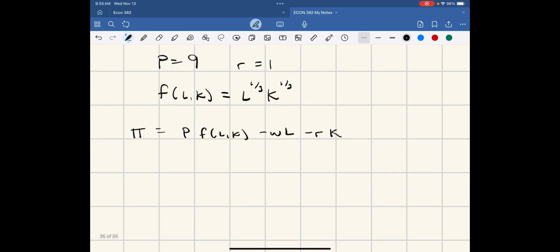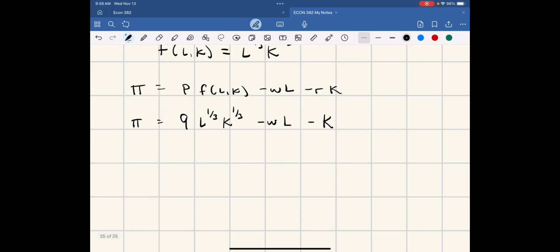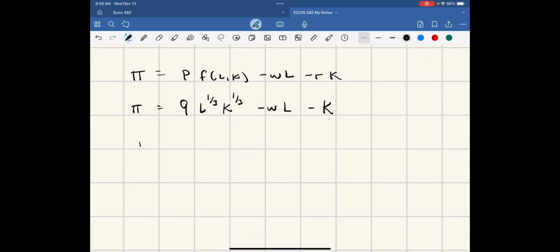Now with the information we have, let's go ahead and write what profits are. So it's 9 times L to the 1/3, K to the 1/3, minus wage times labor, minus R, which is 1, times capital. Now with this, we can start taking our first order conditions.